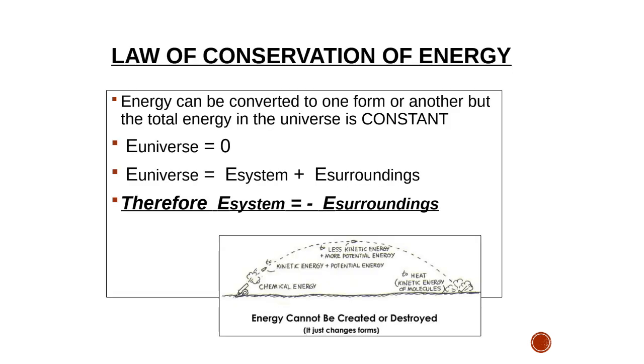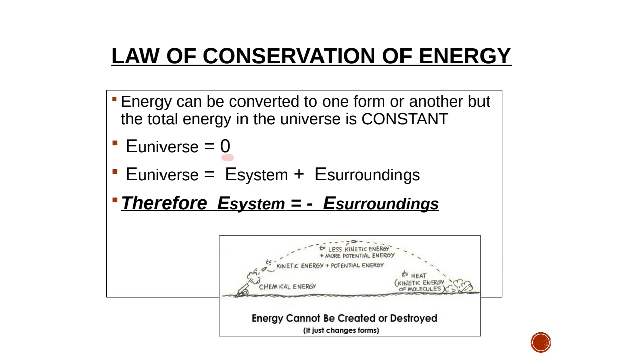One last concept to be aware of with energy is the law of conservation of energy. This law states that energy can be converted from one form to another, but the total energy in our universe is constant. So we are not gaining energy over time, and we're not losing energy over time. And because of that, we say that the energy of our universe is equal to zero. It doesn't have a value because it's constant.